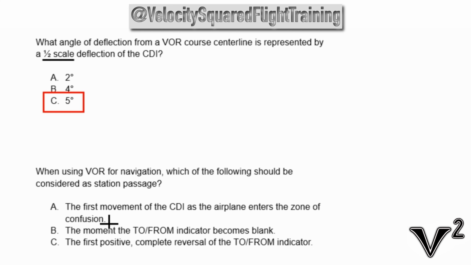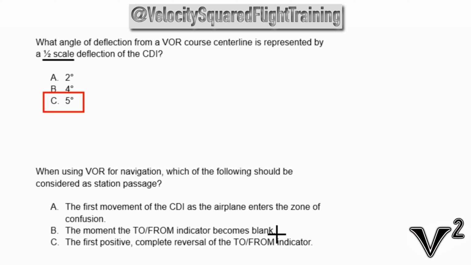So the first movement of the CDI is the airplane enters the zone of confusion. So once the CDI starts moving a little bit as you get in the zone, that's definitely not the time to do it because, again, you're in that zone. So it doesn't really know what's going on yet. You got to kind of let it go by, okay? So the moment the TO/FROM indicator becomes blank, so no, because then you don't even know what's going on.